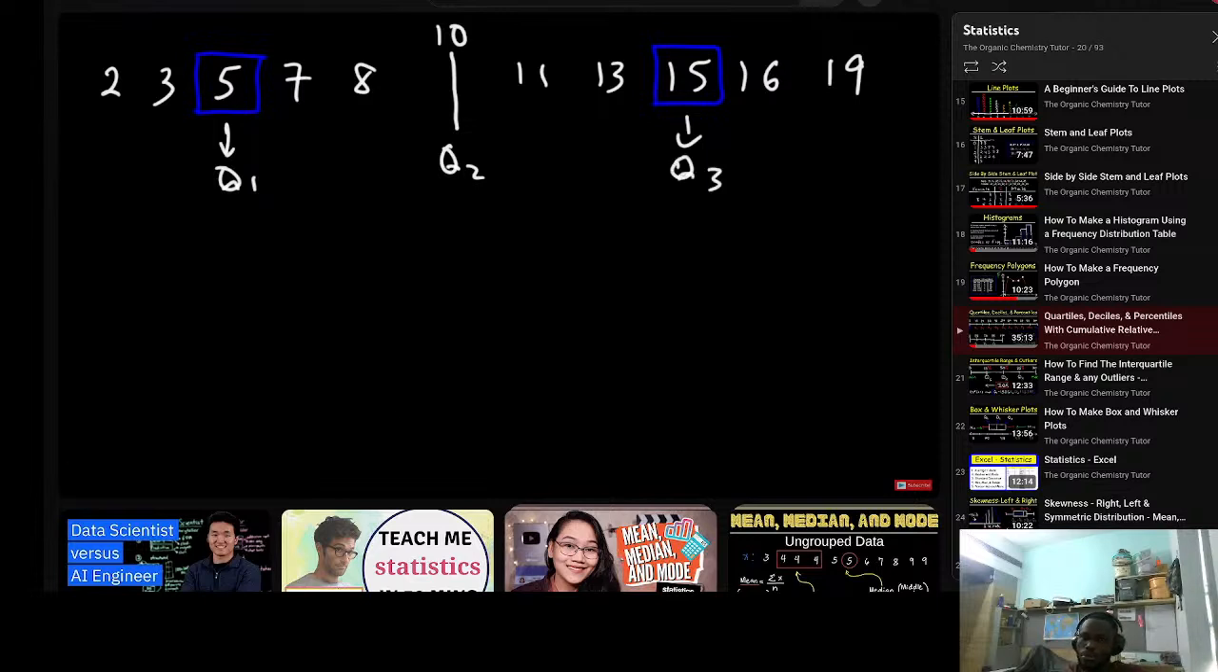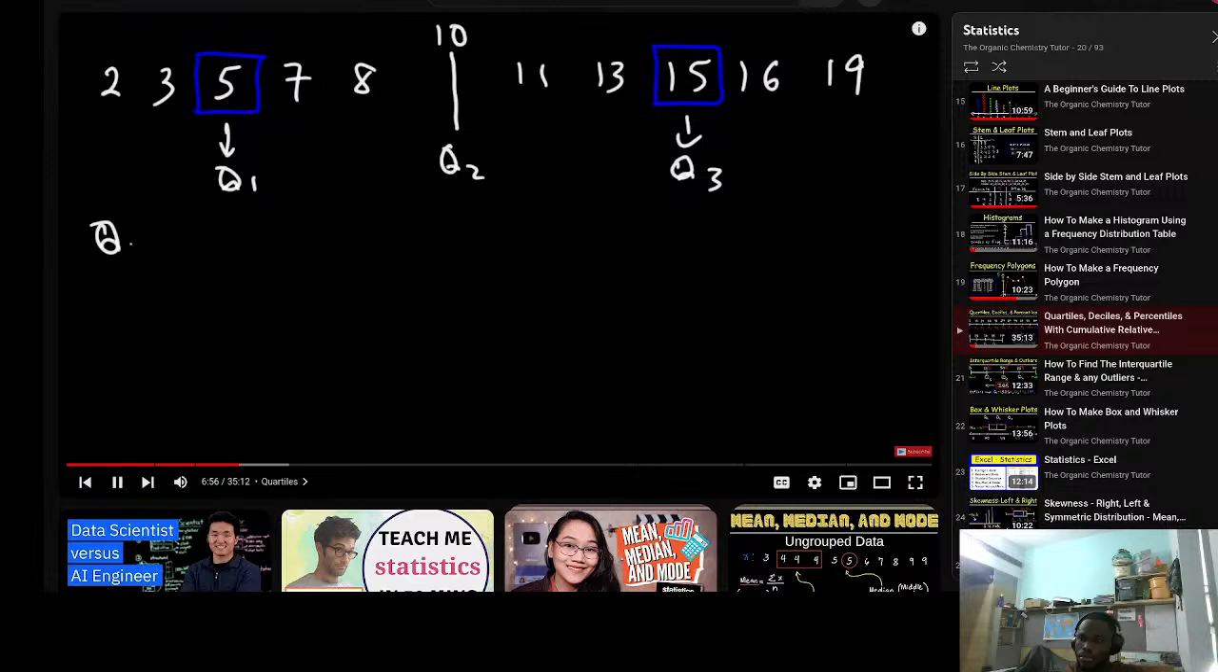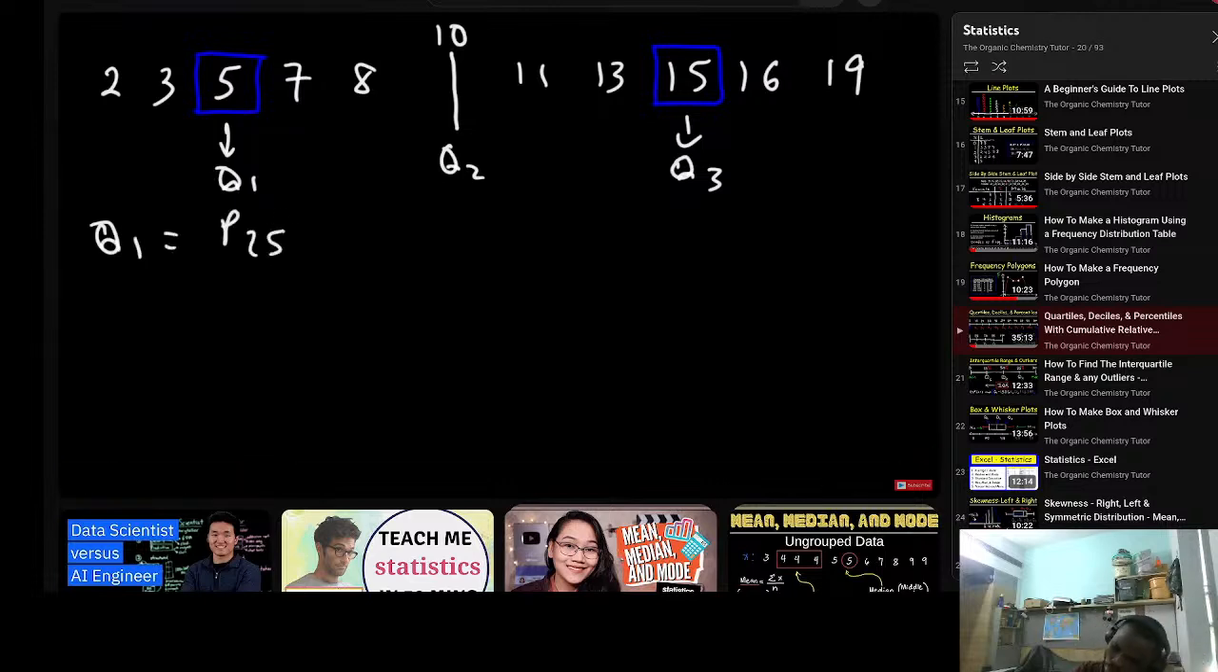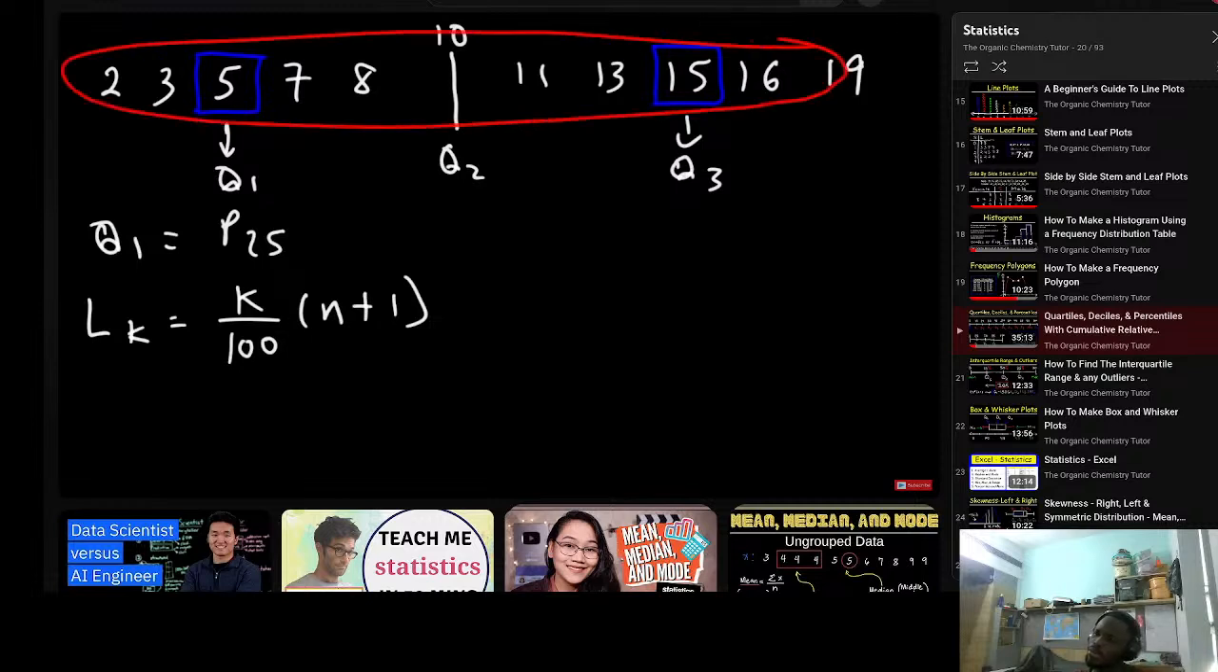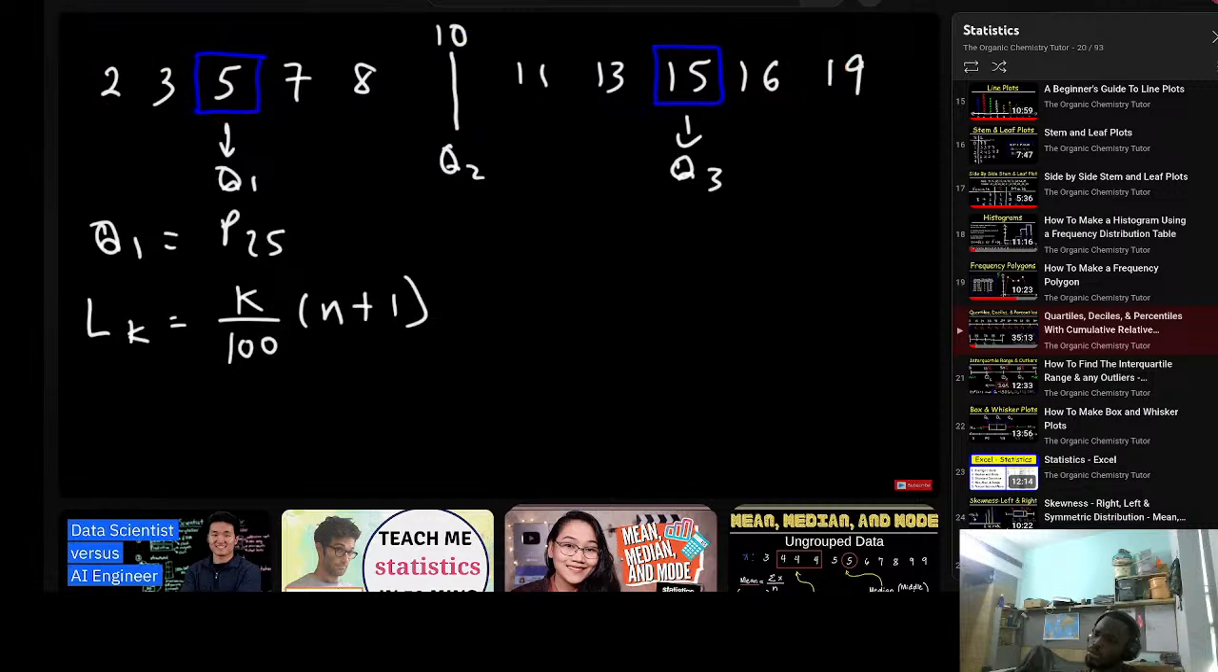Now it turns out that there's another way in which we can calculate Q1, Q2, and Q3 using percentiles. Keep in mind, Q1 is basically the value of the 25th percentile. To find the location of a percentile, it's equal to k divided by 100 times n plus 1. So n is basically the number of data items in your list, or the number of numbers in the set. K is basically the subscript. So if you want to find the 25th percentile, k is 25.